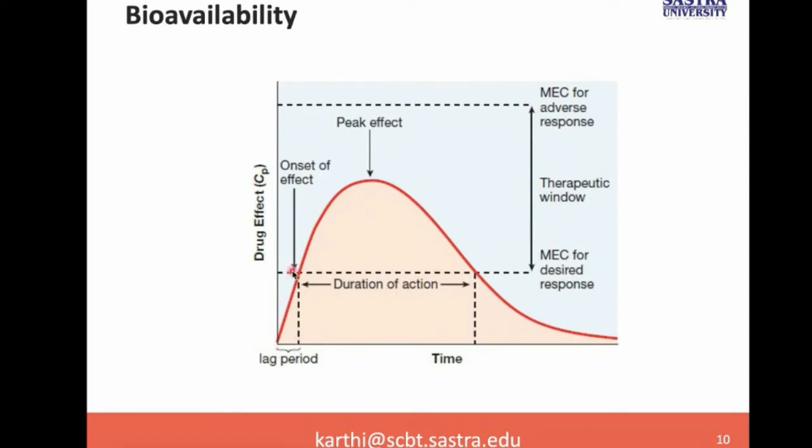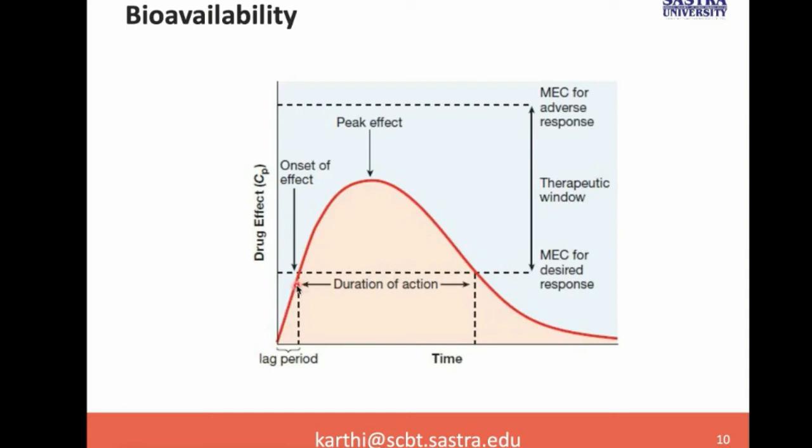So this dotted line here, I hope my laser pointer is visible, right? This dotted line is the minimum effective concentration. Again, I repeat, this is the minimum effective concentration. Which means that your body has some pain and you're taking a painkiller. Say you have taken the painkiller, and the concentration is up to this point. You cannot feel that the pain is relieved.